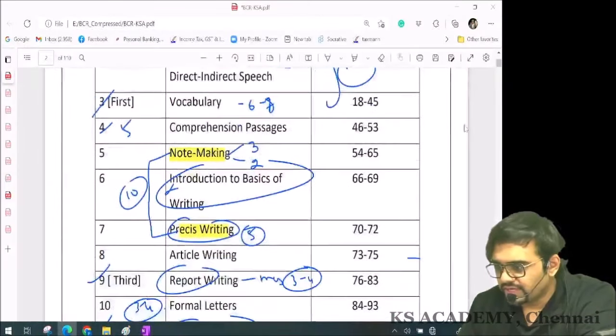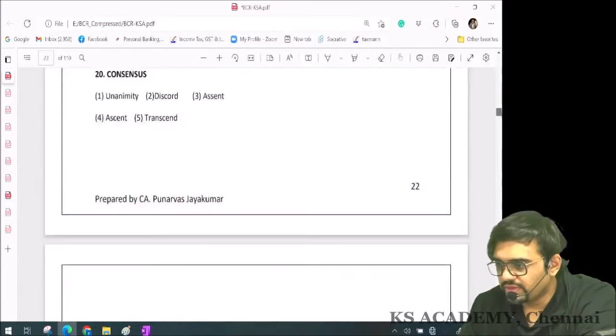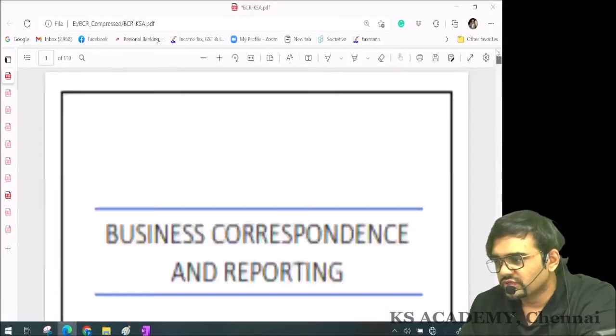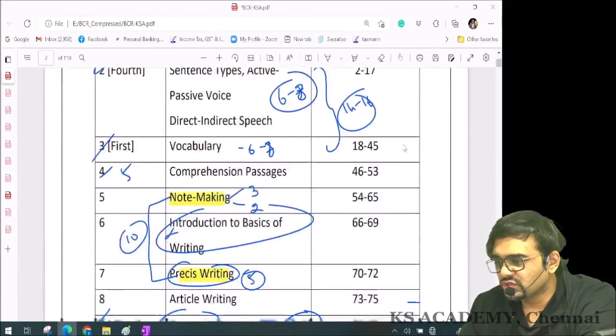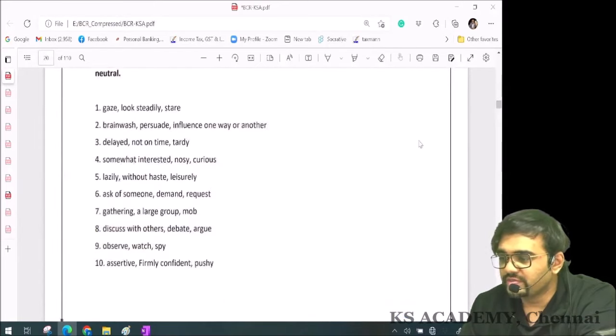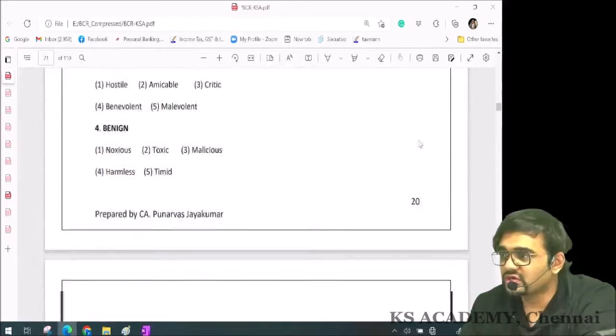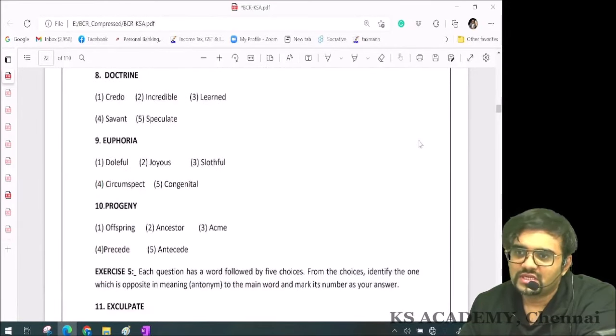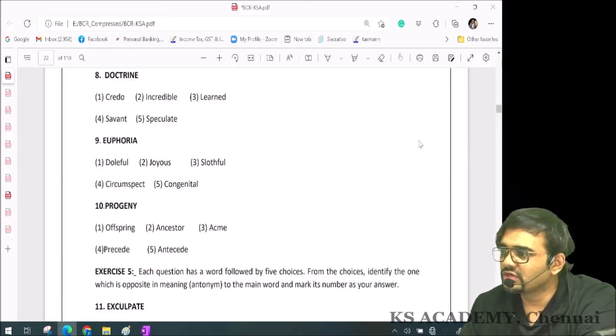So if you see, note making is on page number 54. So note making 100% question, Precis writing 100% question. So we should obviously finish those things which will come in the exam. So 54 and 60 to 65. There is no question paper in BCR without a question on note making, without a question on summary, without a question on Precis. So note making and summary is always 7B. 7A is what? Passage. 7B1, 7B2. 7B1 is note making, 7B2 is summary.